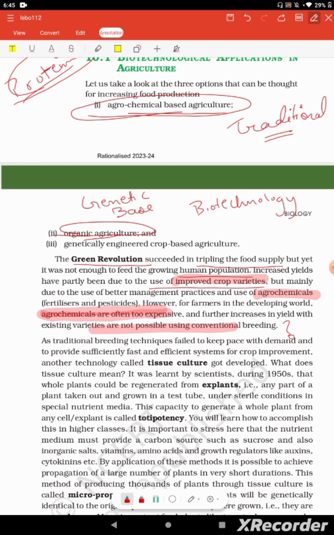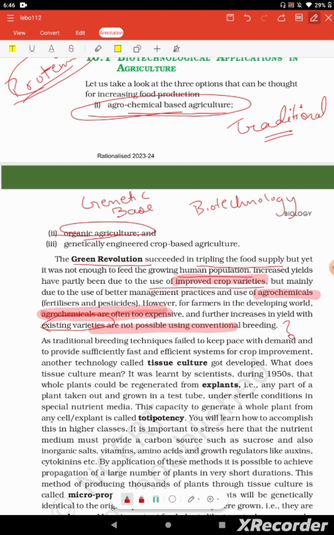Without the use of agrochemicals and utilizing the existing varieties, whatever varieties we have right now, we cannot increase the production. There are reasons behind it, because existing varieties are not able to fight against the diseases and pests attacking the crop. And if you are not using agrochemicals to protect them, then also you will not get the optimum yield from the crop.